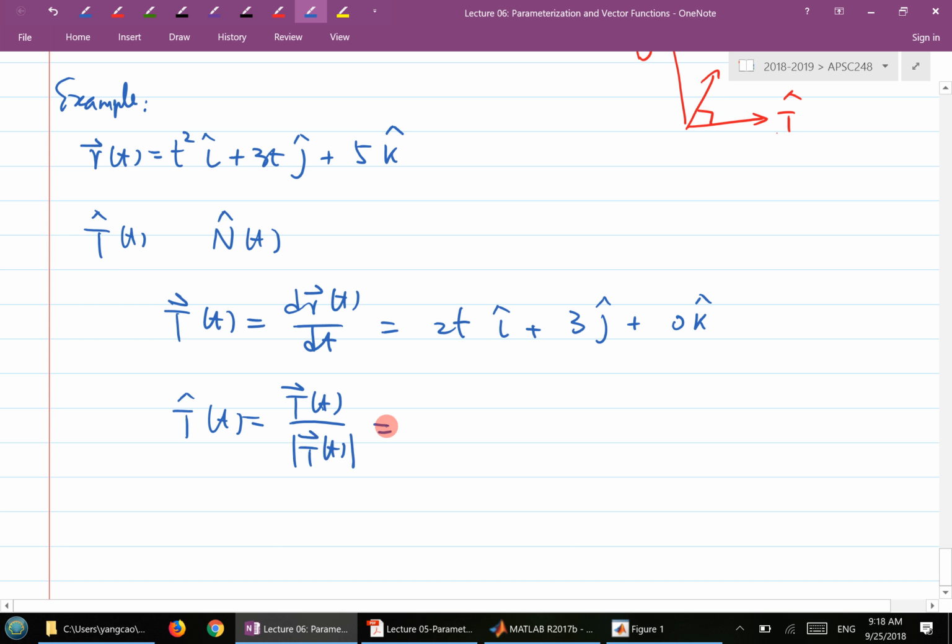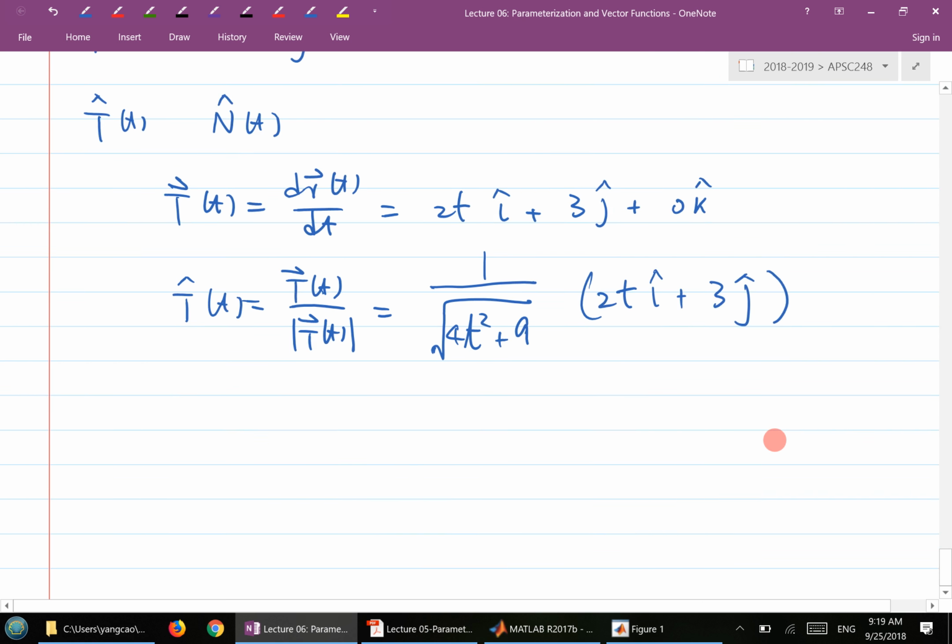So divided by the length. And here is the original tangent vector, so I need to divide it by its length. And the length is the square root of 4t squared plus 9, right? So 2t i hat plus 3 j hat, divided by the square root of 4t squared plus 9. Good. So we finished one, which is the t hat. We got it.